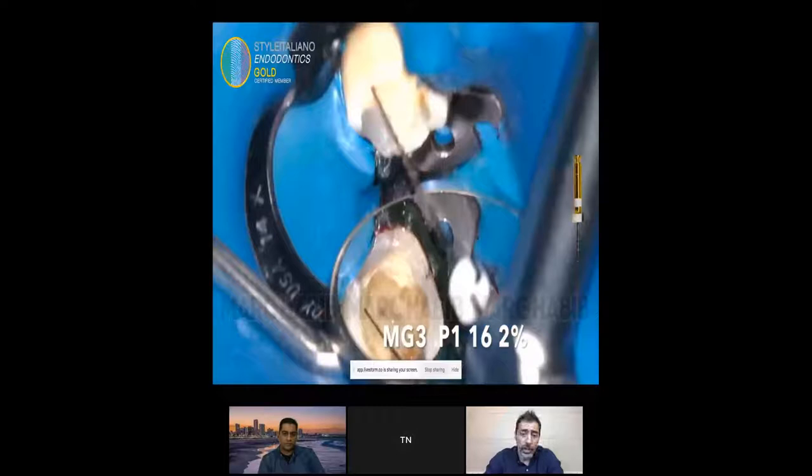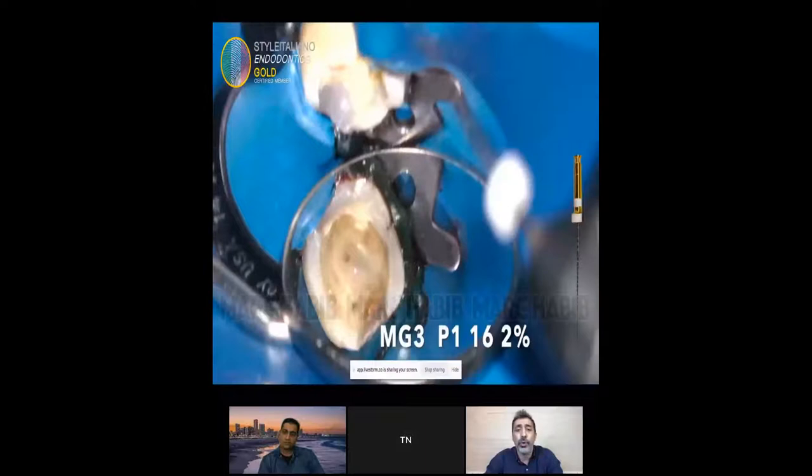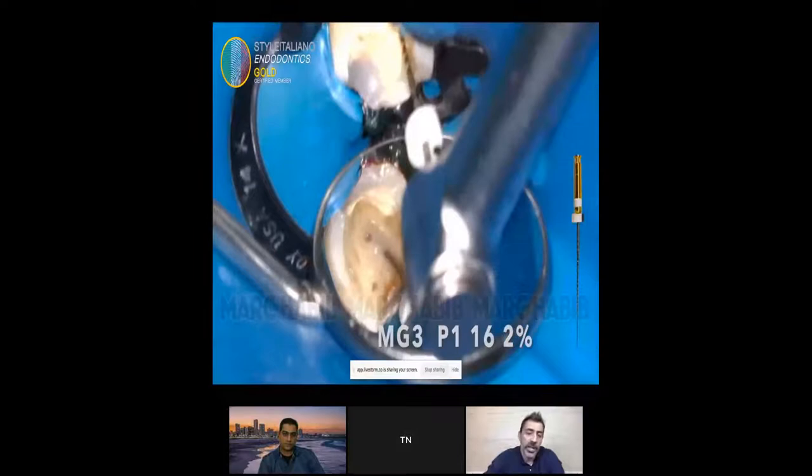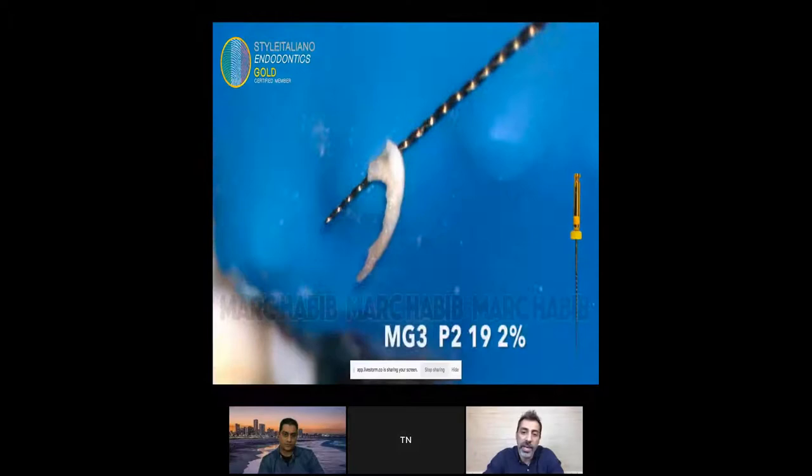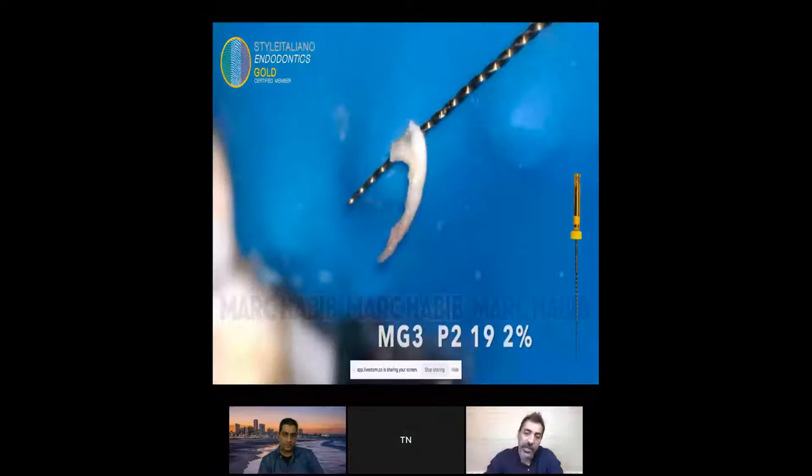the coronal interference file, so this is the starter. We said we are going to use it at the entry of the canal. When you use this file and select a brushing wall, you are always going to use it on the walls that name the canal. So if you are working on the mesial buccal canal, you are going to brush on the mesial and the buccal walls of the canal.